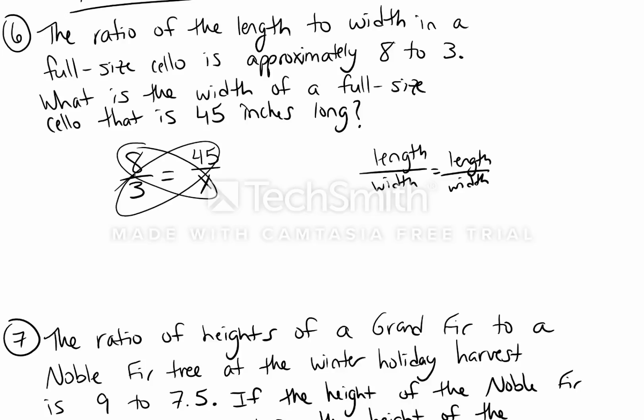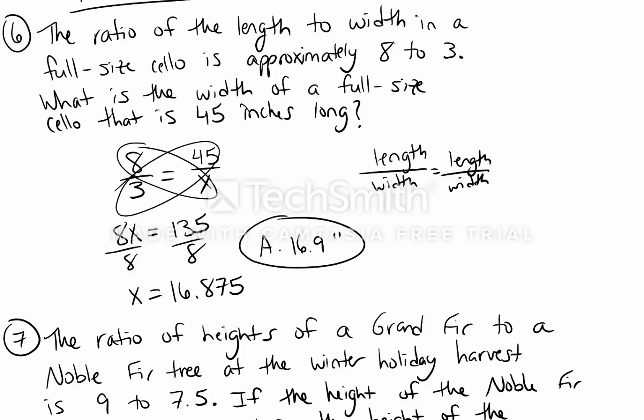Now, you cross multiply. 8 times x is 8x, and 3 times 45 is 135. All you have to do now is divide by 8, and x is going to equal 16.875, which on your multiple choice page is going to be answer option A. It's going to be 16.9 inches, roughly.